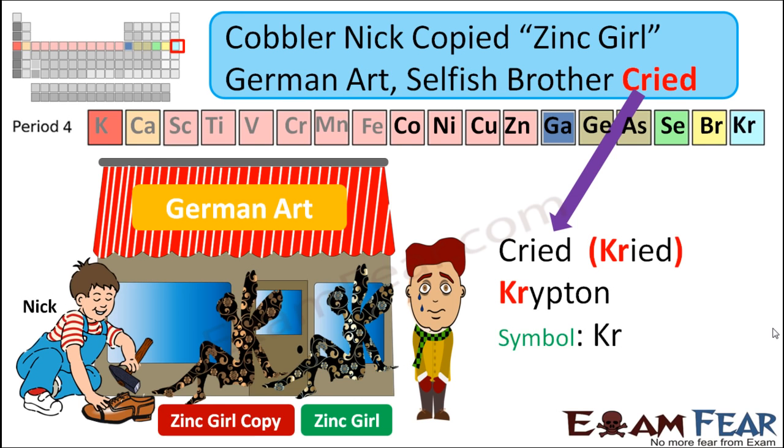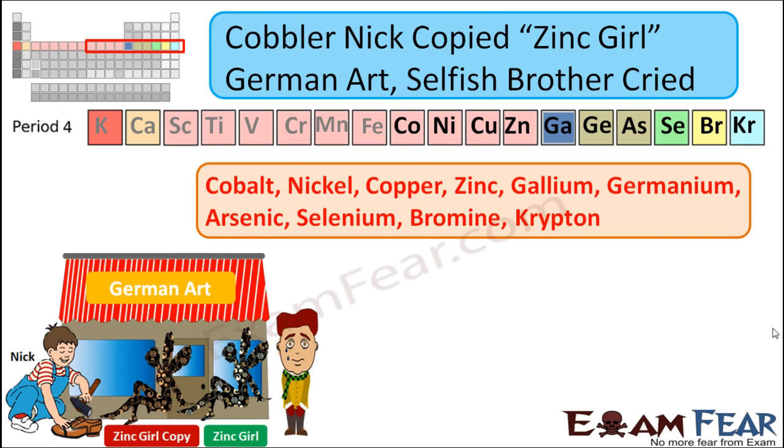So here, just focus on the pronunciation. In cried, you have cr. In krypton, you have cr. So finally, the memory tip for the elements in the second half of period 4 is cobbler Nick copied zinc girl German art. Selfish brother cried.